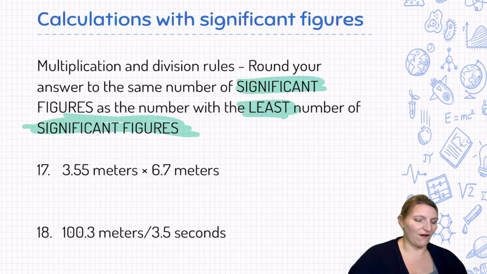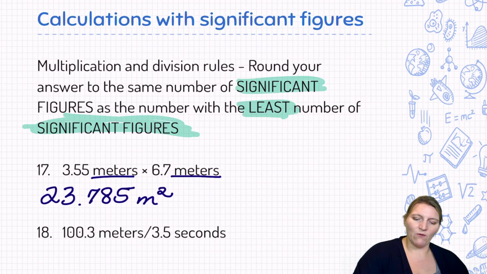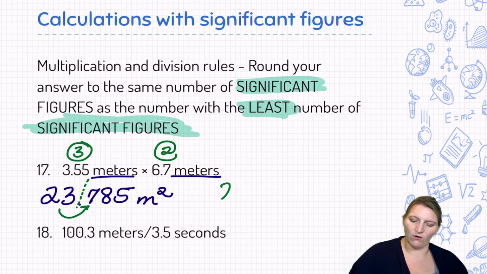I look at it and find out what my answer is in the calculator. The calculator tells me it's 23.785, and of course a meter times a meter would mean a meter squared. And now I go back and I look at how many significant figures. So that number, 3.55, has 3. 6.7 has 2, which means I must round my answer to only 2 significant figures. That's why we practice that rounding. The 7 tells me to round up, so my answer is 24 square meters.